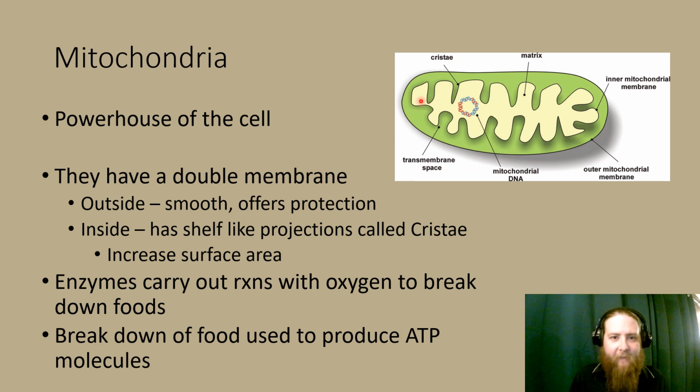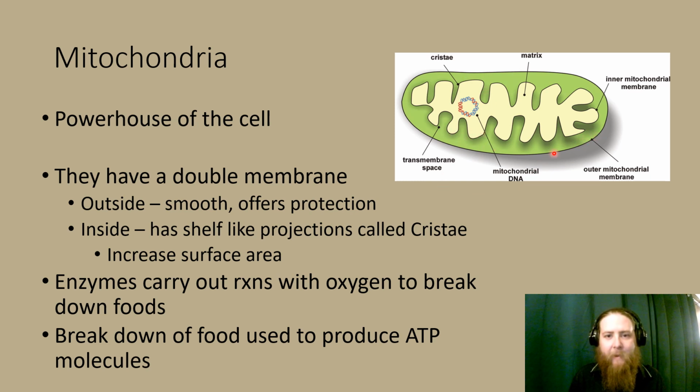And on the inside, it has these shelves called cristae. And anytime you see these projections like this, like these finger-like projections, this is to increase the surface area on the inside here. The reason we want this is the enzymes that carry out the reactions here to break down foods and produce energy need to have lots of extra absorption to do it. So they'll break down food to produce ATP.